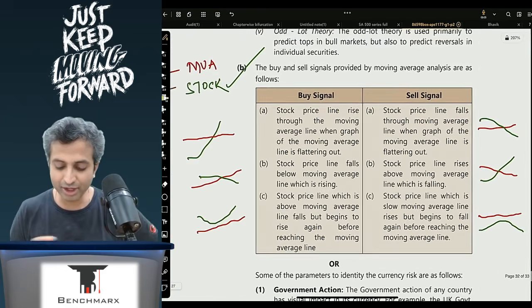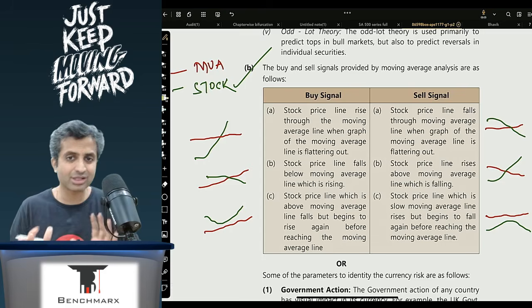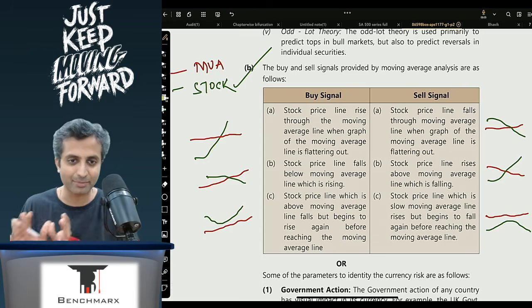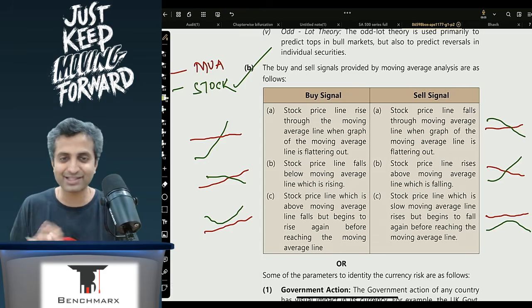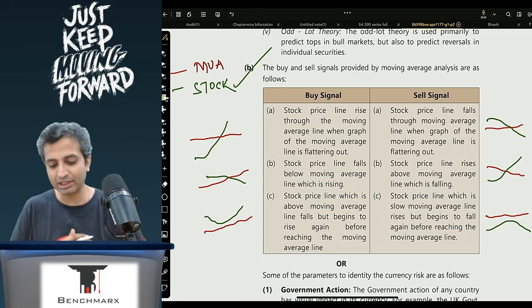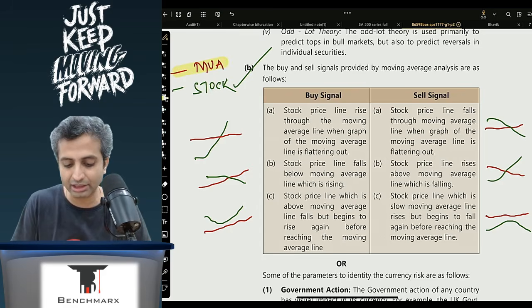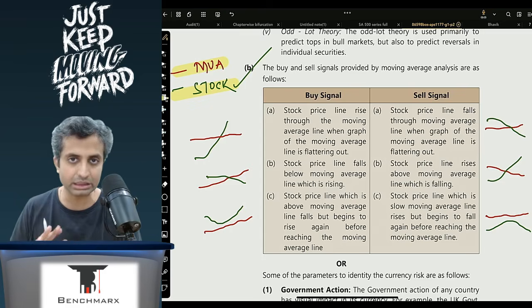So over here, when you are looking at these signals, what I've tried to do is just explain. You can take a screenshot. It is not the best of the explanations. I mean, in terms of diagrams, it looks like worms going from here to there. But let's say the red line over here is a moving average line and the green line over here is the stock price line. When is a buy or a sell signal generated?